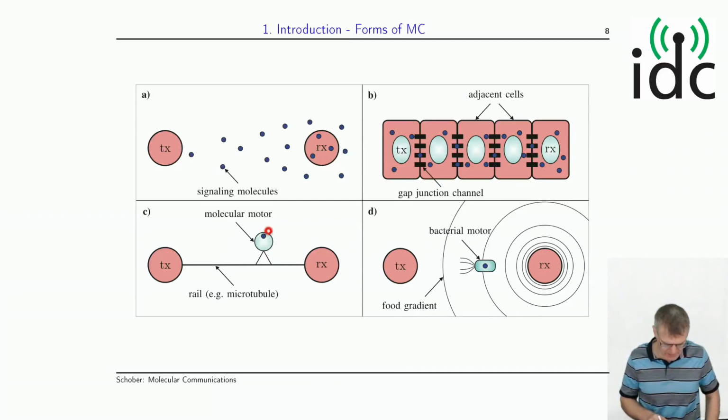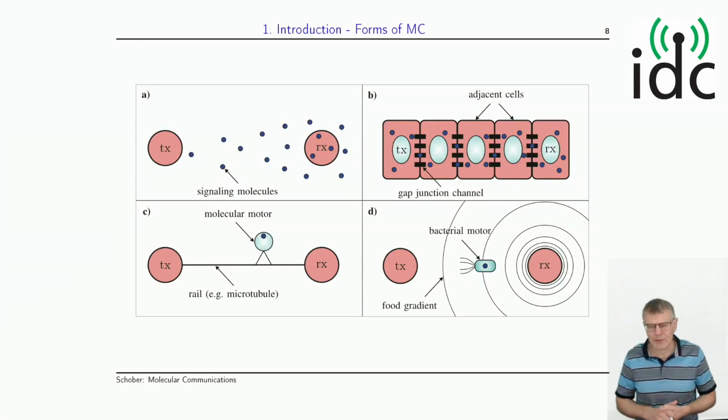has a vesicle attached to it, and this vesicle contains the signaling molecules. The two legs that you see here are actually called heads, and there is a head part and a tail part. The heads are able to walk along this rail while consuming chemical energy, and in this way larger molecules and larger amounts of molecules can be transported from a transmitter to a receiver.